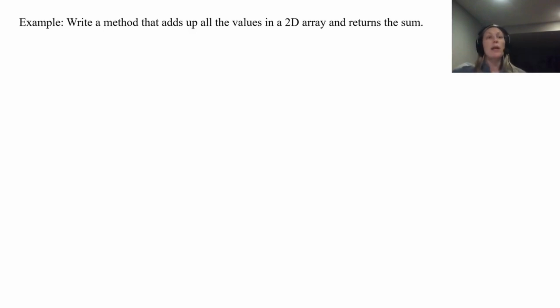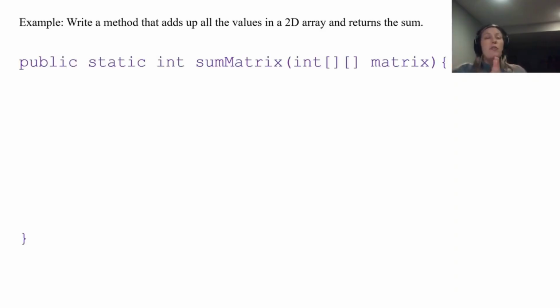Right? So write a method that adds up all the values in a two-dimensional array and returns the sum. So I'm going to start off with my favorite method header here. It returns an integer that represents the sum. I assume it's going to be passed a matrix, so I have a two-dimensional array parameter there. I need a variable to keep track of what the sum is. So I just called it result. You could call it sum, but I just called it result, and I'm going to return it at the end.